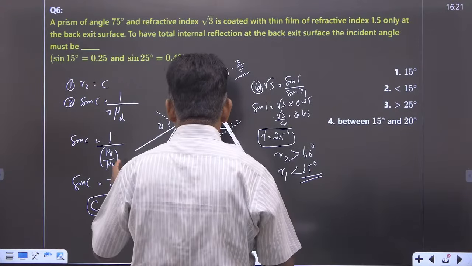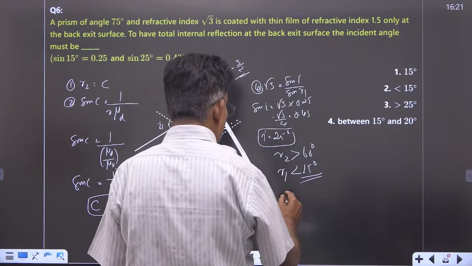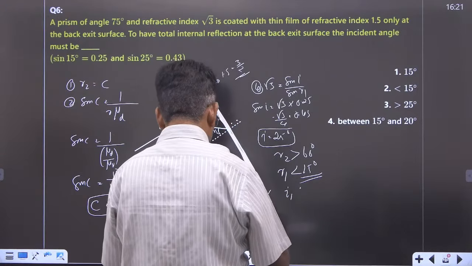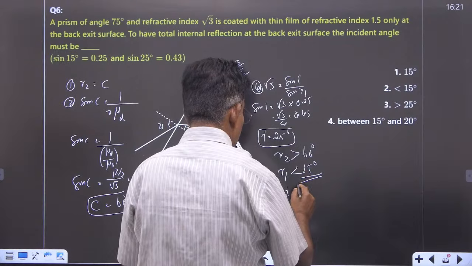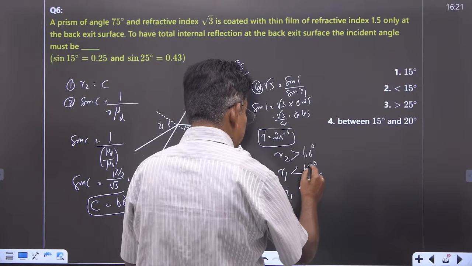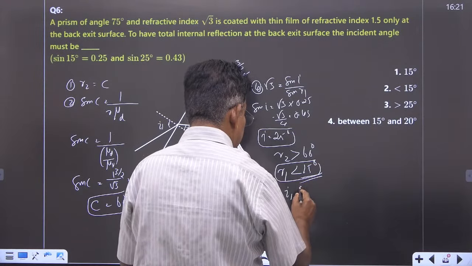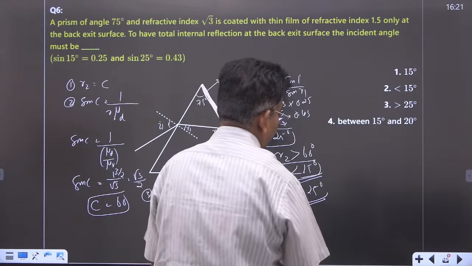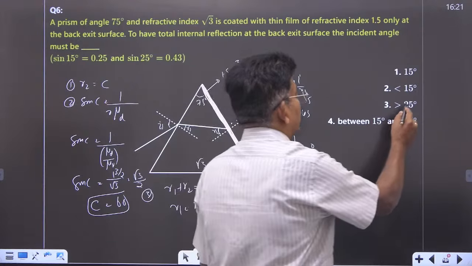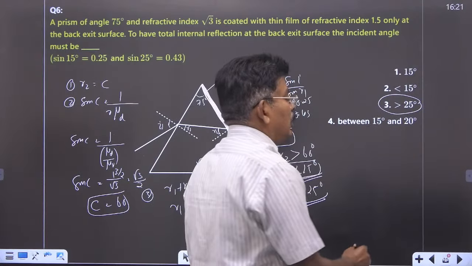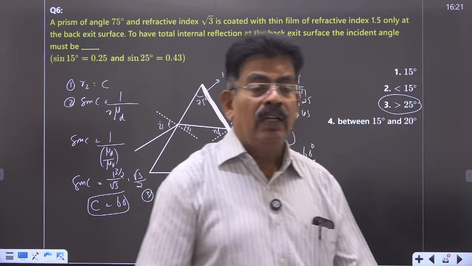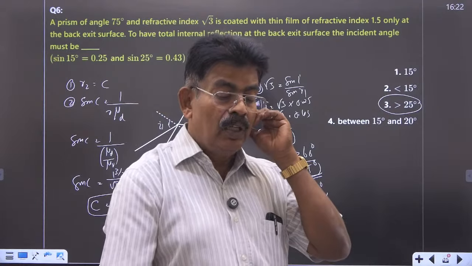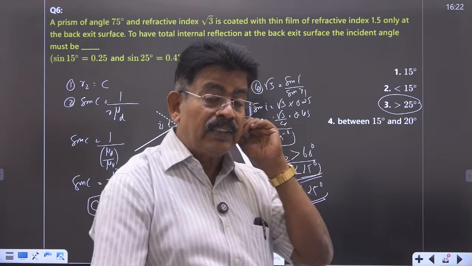And we know sin I is proportional to sin R1. Therefore, I1 should be, how much did you get? 25 degree. I1 we got 25. So R1 is less than 15 degree. R1 is less, I1 is less. I1 should be less than 25 degree. And here they have given it wrongly. The mistake they made, it should be less than 25 degree. So you can make a correction: not more than 25 degree, less than 25 degree.